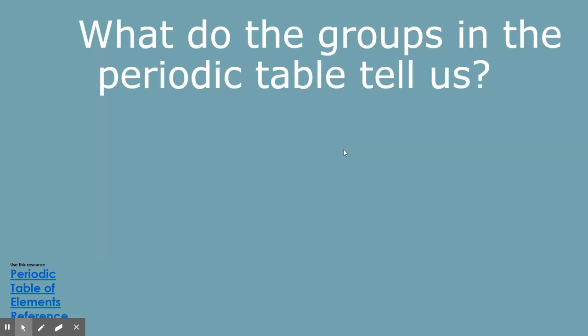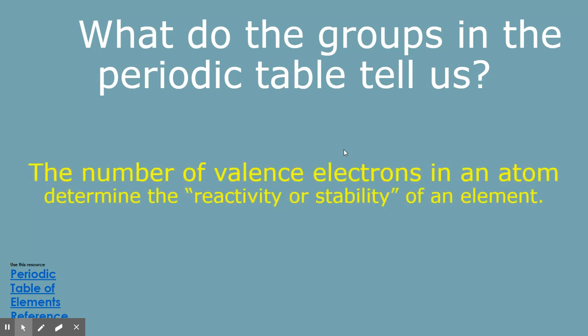So, groups in the periodic table. Remember, the groups are the vertical columns up and down. They go through 1 through 18, left to right on the periodic table if we look at the top of the periodic table. And the group number tells us the number of valence electrons inside all the atoms that are in that group. So group 1 elements all have 1 valence electron.